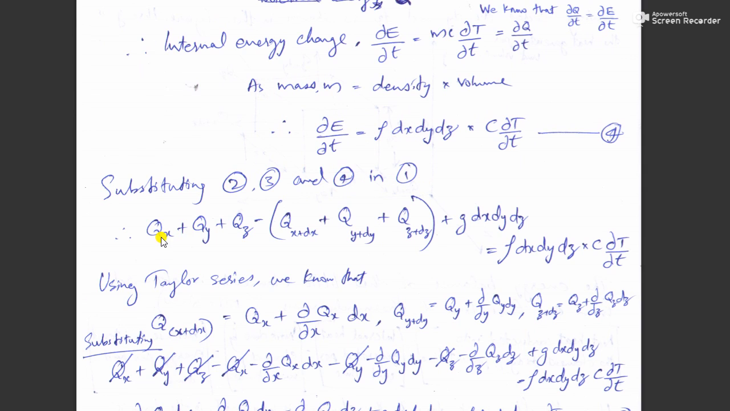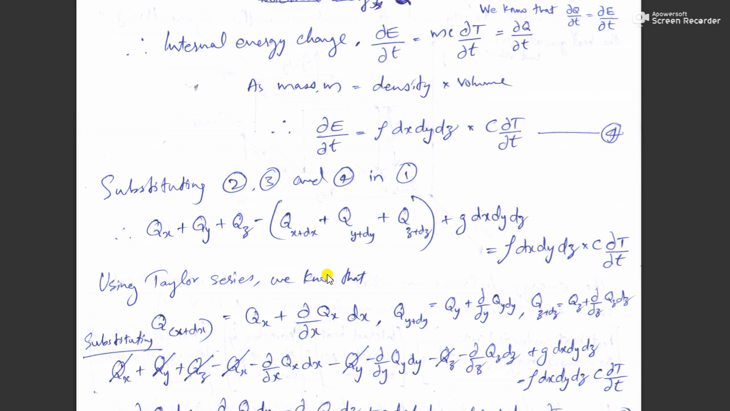So this term is the net heat, this term is the generated heat, and this term is the change in energy, that is Qx plus Qy plus Qz minus Qx plus dx plus Qy plus dy plus Qz plus dz, plus G into dx dy dz is equal to rho dx dy dz into C into dou T by dou T.